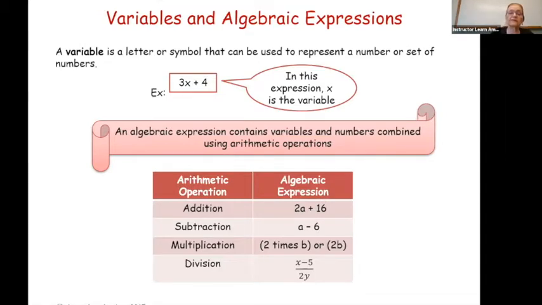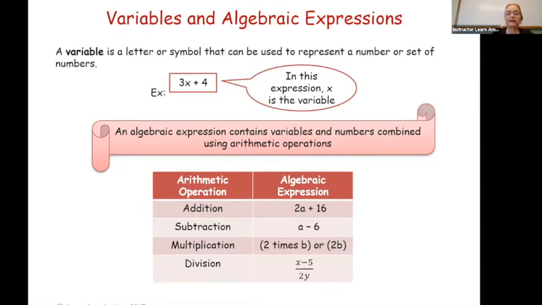So for instance, if we have the operation of addition, you can see an algebraic expression that would involve addition uses the symbol plus, 2a plus 16. In this expression, the 2 and the 16 are clearly the numbers, and a is the variable. In subtraction, for instance, we would have a minus 6. A is again the variable. 6 is the number, and we show that the subtraction occurs by use of the negative sign or the subtraction sign.